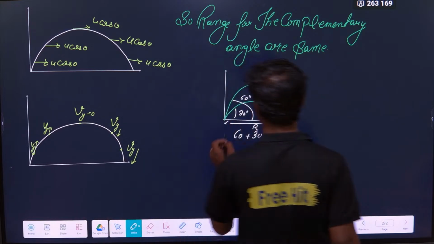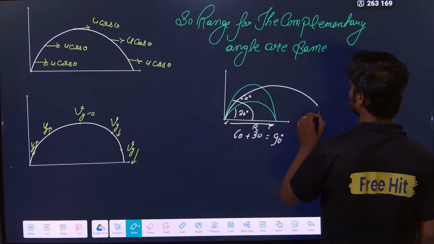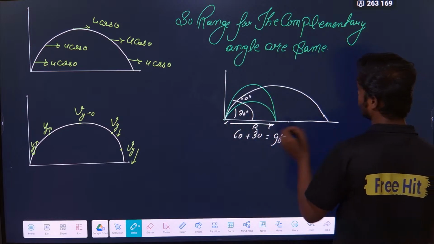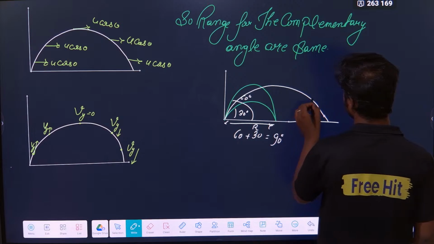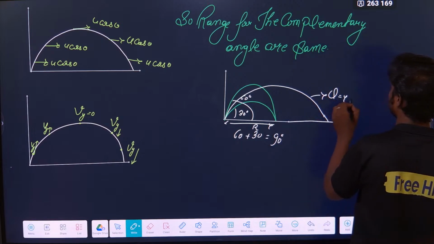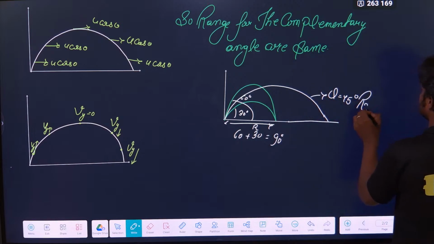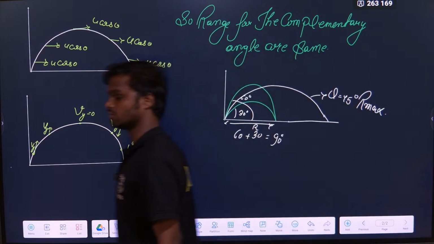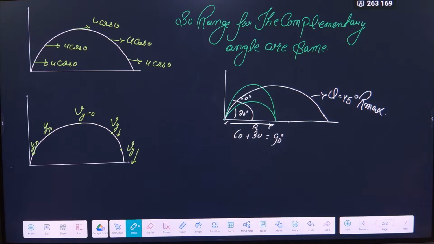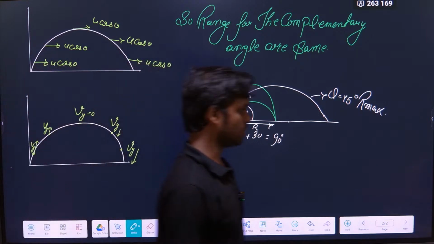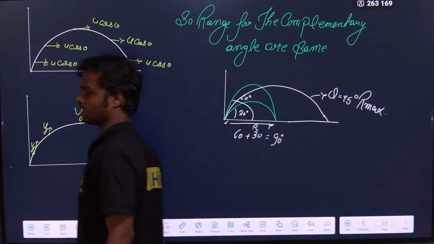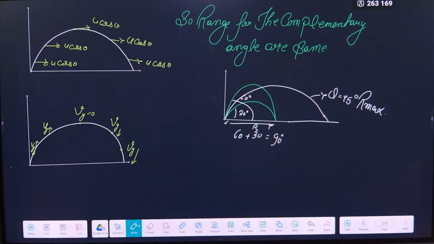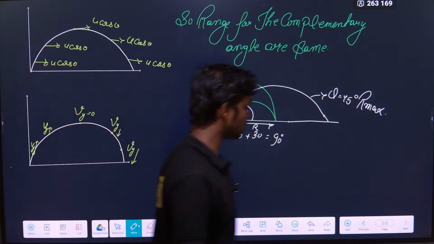And what is the maximum range? The maximum range you can get is for angle 45 degree. For theta equal to 45 degree, you will get R max, or you can say maximum range. That is the case you will get the maximum range. Clear? Any doubt?